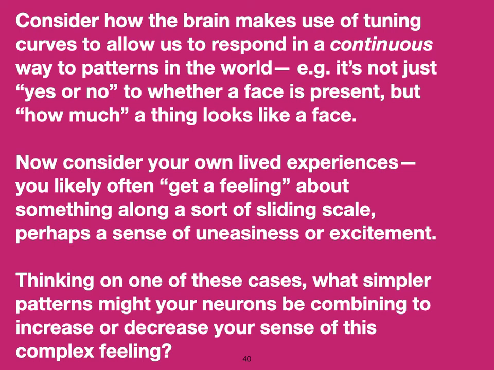Consider how the brain makes use of tuning curves to allow us to respond in a continuous way to patterns in the world. For example, it's not just yes or no to whether a face is present, but rather how much a thing looks like a face. Now consider your own lived experiences. You likely often get a feeling about something along this sliding scale, maybe a sense of uneasiness or excitement. Thinking on one of those cases, what simpler patterns might your neurons be combining to increase or decrease your sense of this complex feeling?